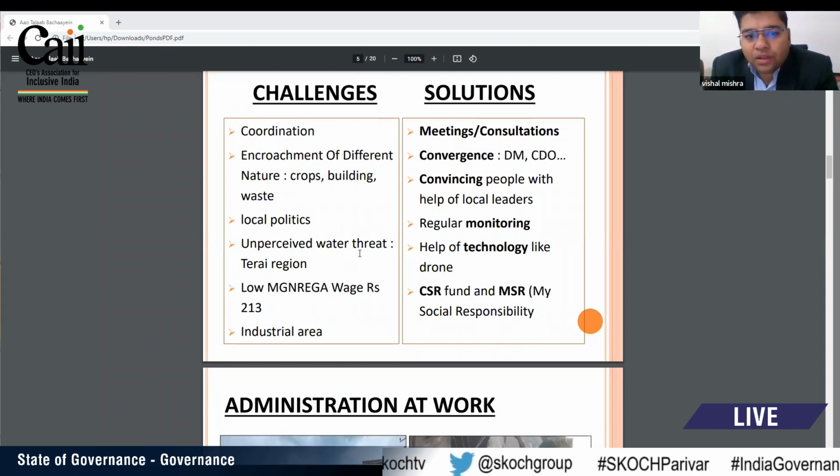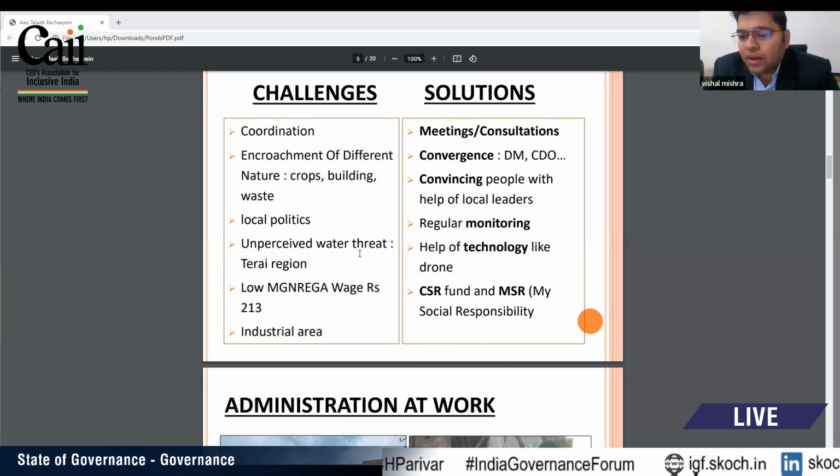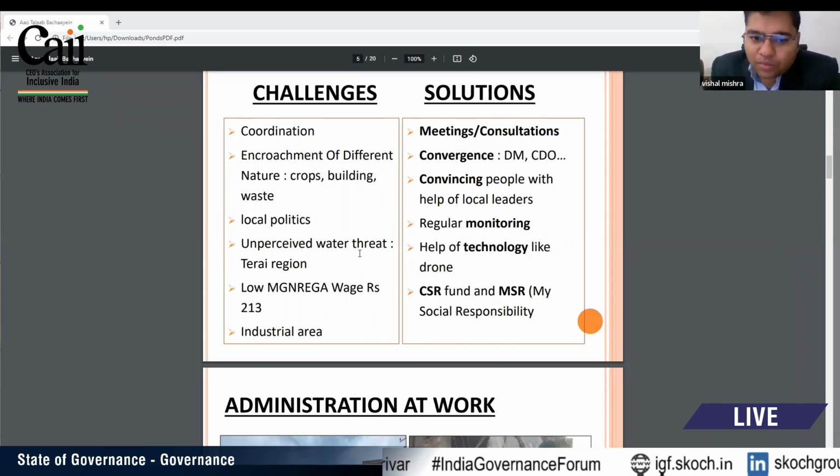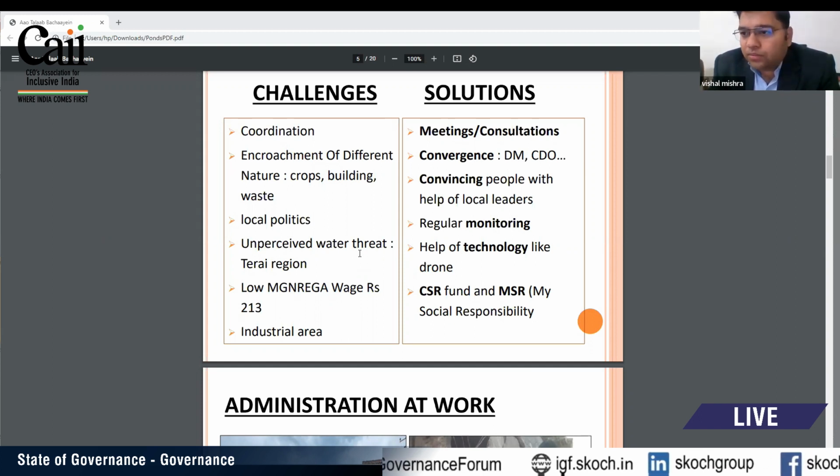One of the biggest challenges was that there were different natures of land in Udham Singh Nagar. Almost all kinds of land types are present there, so it was a little difficult for the revenue department to understand which land is which type and how to deal with it. Many times people went to court, but thanks to the Honorable High Court, it has supported us that water rejuvenation, groundwater rejuvenation, and pond rejuvenation should not be discouraged because someone has encroached or not. So these were a few challenges.